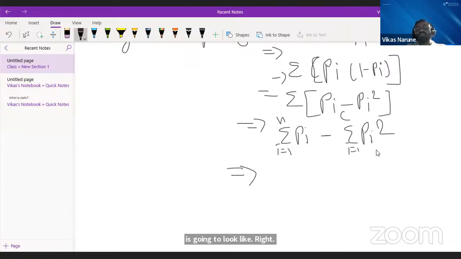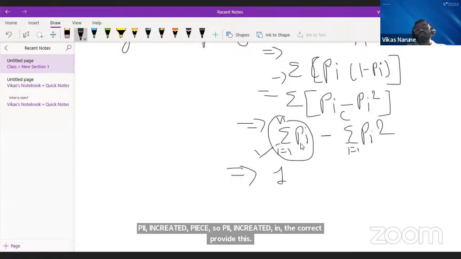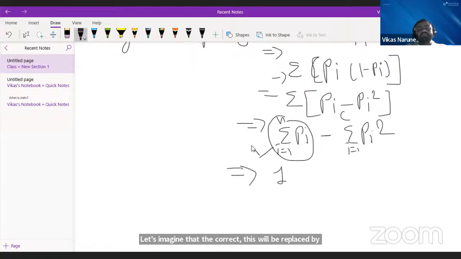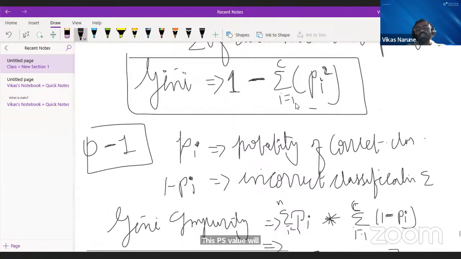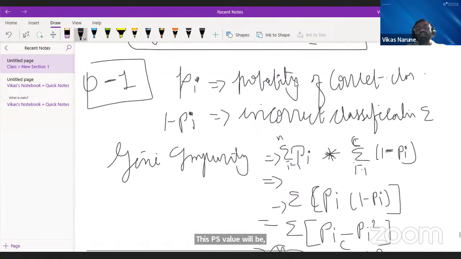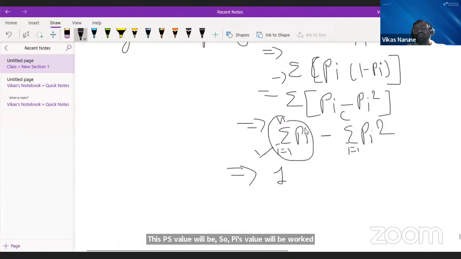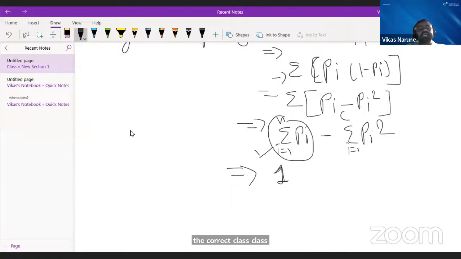So if I put the summation sign back with them, correct probability into probability, yes. But try to understand when I say pi, guys, for the correct probabilities, this will be replaced by 1, because whatever the correct probabilities are, this pi's value will be evaluated this way. Let's imagine this pi is the probability of the correct class classification. So this pi is, let's say, the class 1 probability.